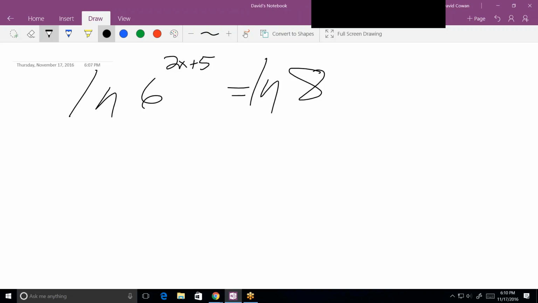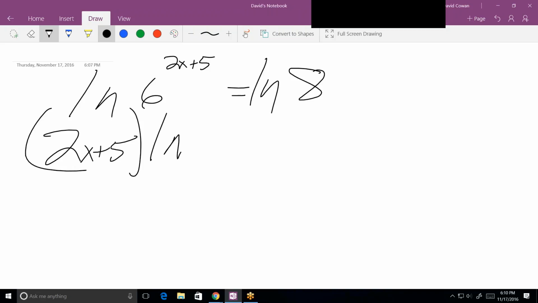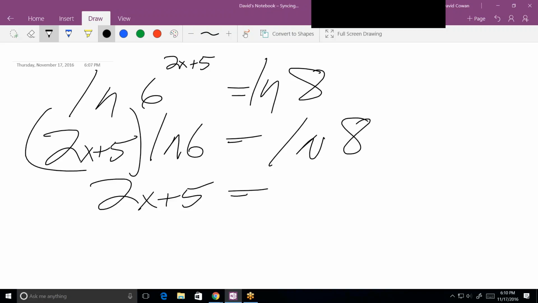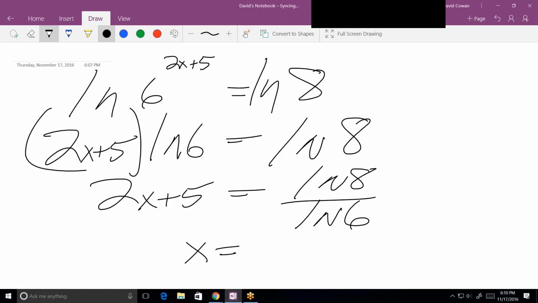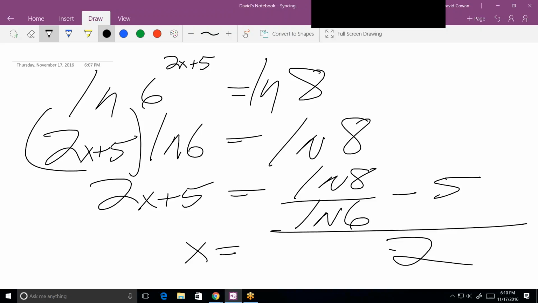And now I've got 2x plus 5 times natural log of 6 equals natural log of 8. Now I've got 2x plus 5 equals natural log of 8 divided by natural log of 6. Now x is going to be that quantity minus 5, all divided by 2. Okay. So even if your numbers are not e, you still use natural log.